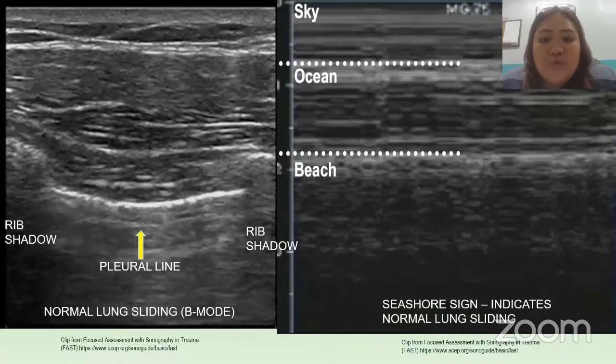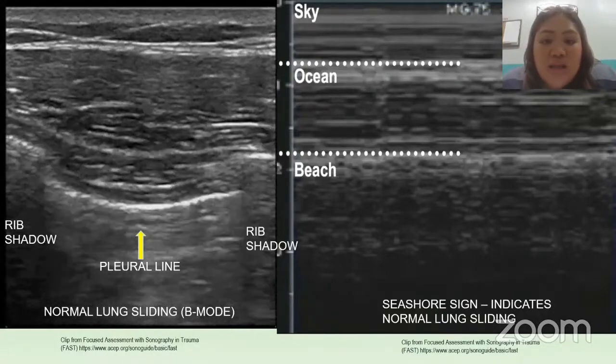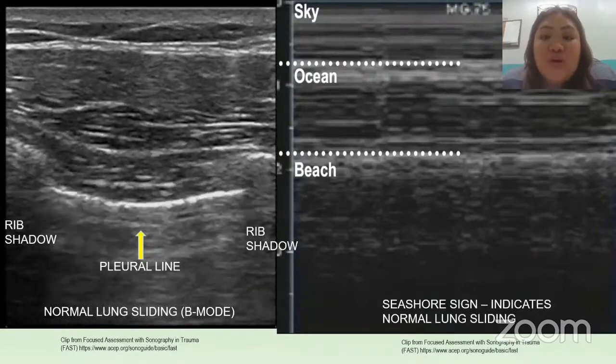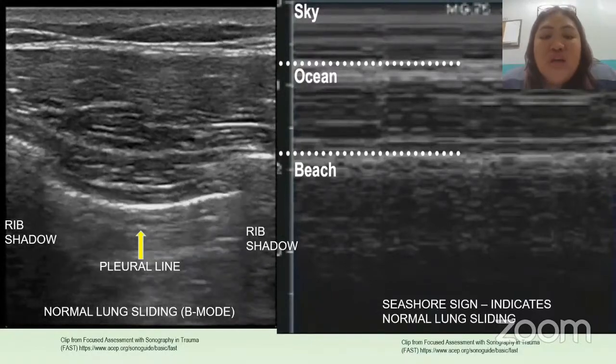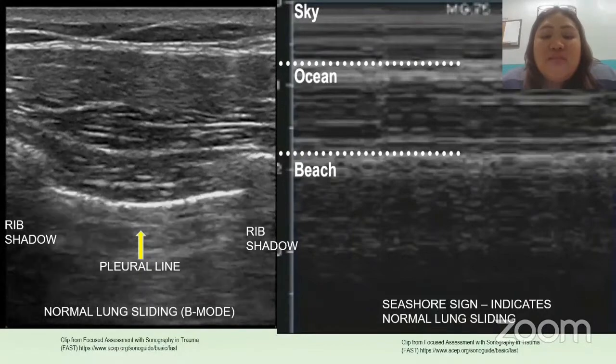I have a clip showing the normal lung sliding in B mode. Beside the pleural line is the rib shadow. As you can see, there's a movement in the pleural line. The next thing to do is take an image with the M mode to check for the seashore sign. Everything above the pleural line is relatively static.